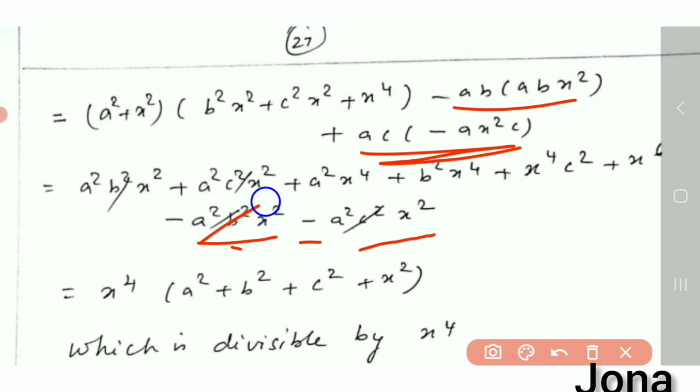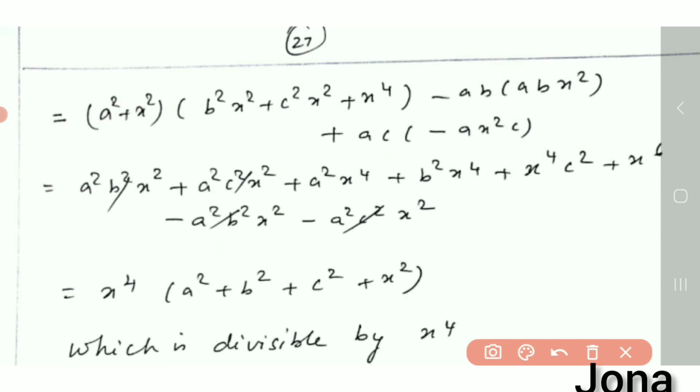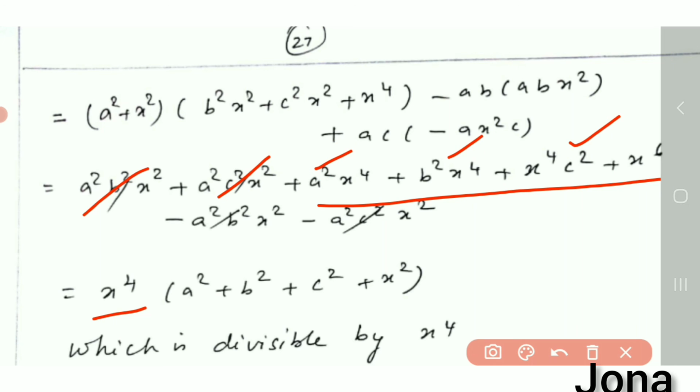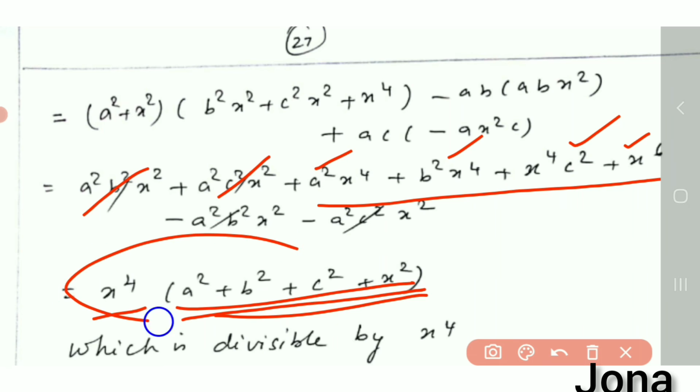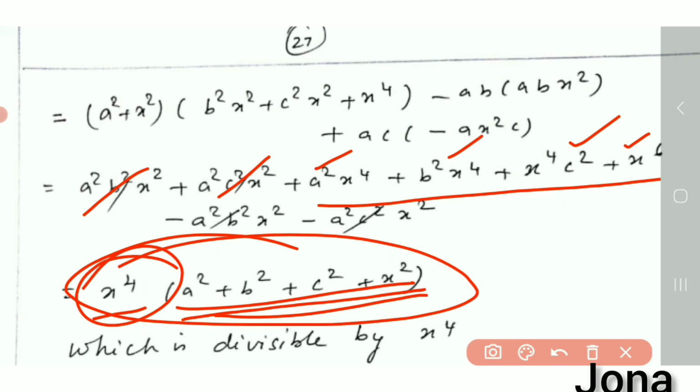So again we can cancel these two here. The remaining things, what else we had here and here will get cancelled. So we had only these things there. In this we can take this x power 4 as common. So we have a square, here b square plus c square, here this is x square only there. So that in the bracket we had a square plus b square plus c square plus x square. So from this we can conclude the answer is divisible by x power 4 there.